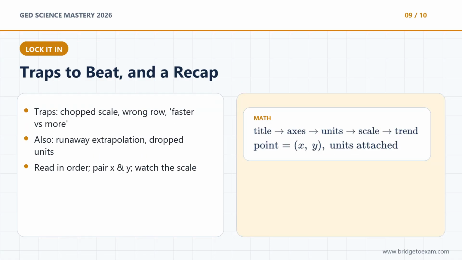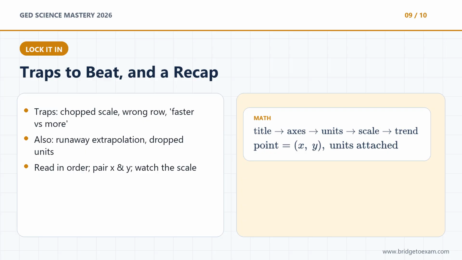1. The chopped scale, an axis that does not start at 0. 2. The wrong row or column in a table. 3. Confusing faster with more. A line can still be rising even while its rate is slowing down. 4. Runaway extrapolation, assuming a trend continues past the data. And 5. Dropped units.